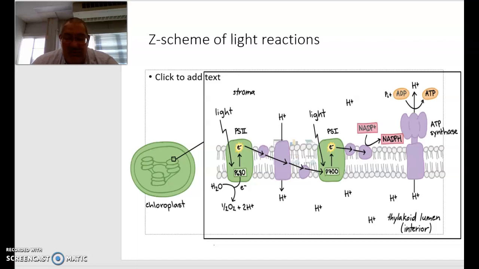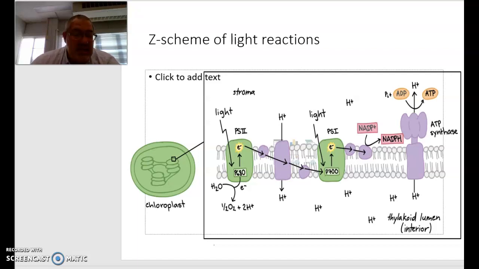The electrons are eventually accepted by an electron carrier molecule called NADP. The hydrogen ions build up in concentration to where they will eventually flow through an enzyme called ATP synthase that's in the thylakoid membrane. The energy that is released as those hydrogen ions move through the membrane will form a bond between ADP and inorganic phosphate to produce the energy currency ATP.